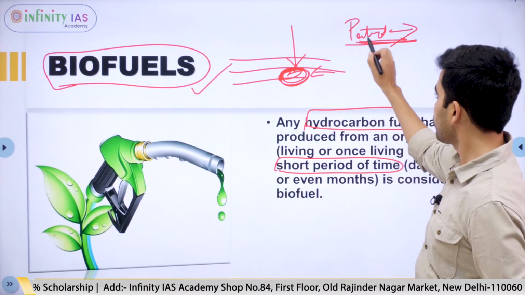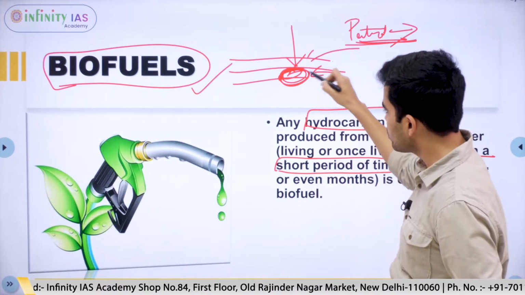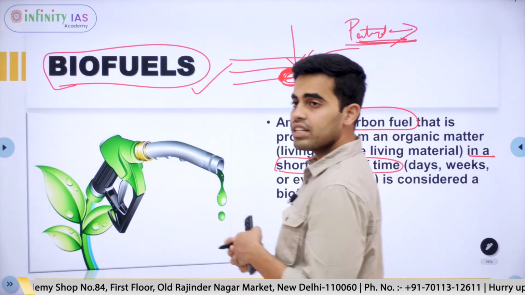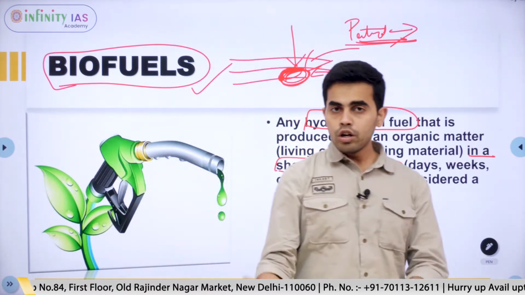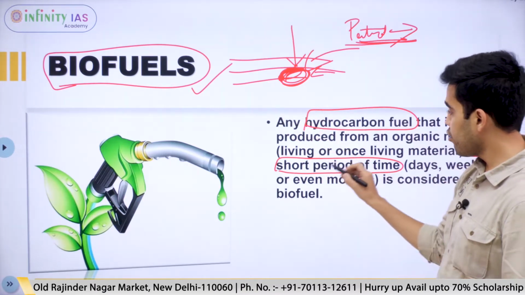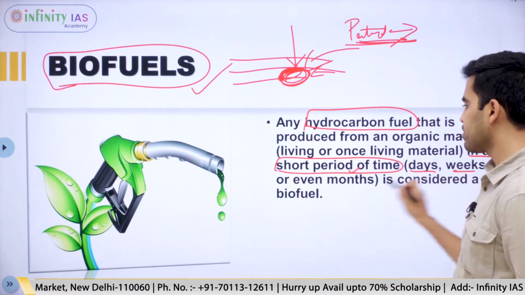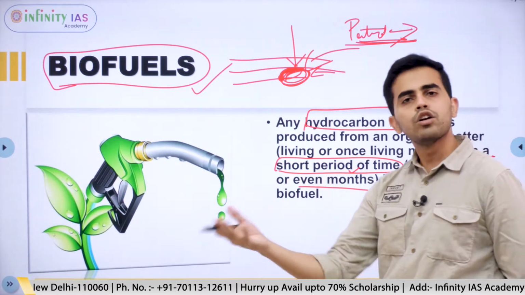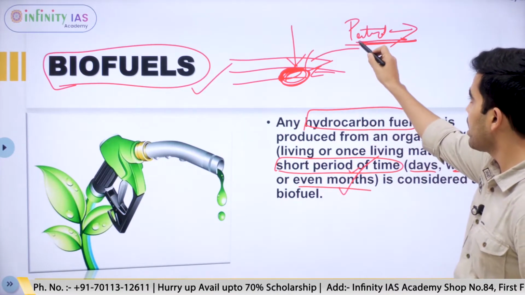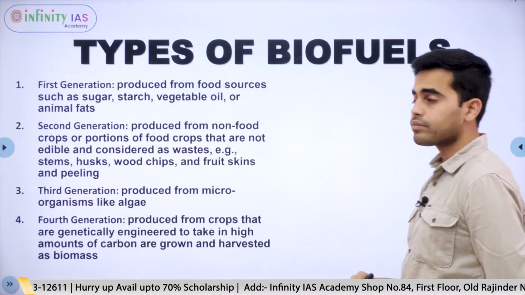We know that petroleum is a fossil fuel and it has been produced over thousands of years, as organic matter goes through chemical changes over thousands of years to become the petroleum products that we are getting today. Whereas biofuels take only a short period of time, that is days, weeks, or even months to produce. So this is one of the crucial differences between our normal fossil fuels and biofuels.